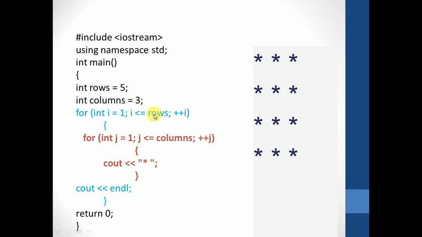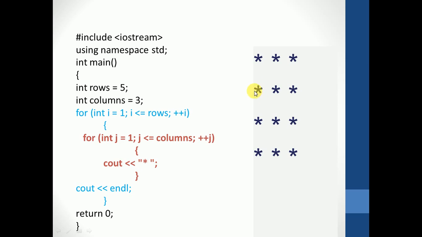Okay, 2 is less than or equal to 5. Yes, the condition is true. So where does it go? It gets inside the loop. Now you have int j equals 1. Okay, 1 is less than or equal to 3. The condition is satisfied. Again it starts from 1. So it gets inside the loop.